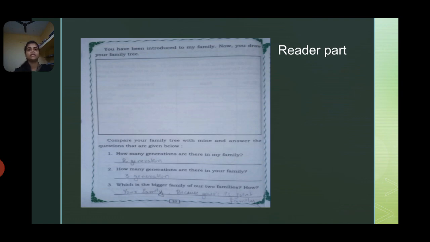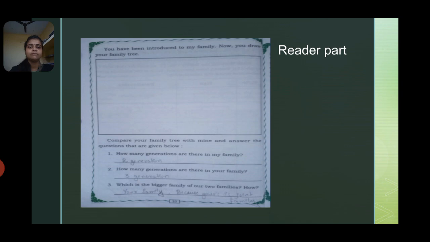So now you take out your readers. Yes, this is the reader part. In that box you have to draw your family tree. After that, some questions are asked. In the first one, how many generations are there in your family? You have to write that.